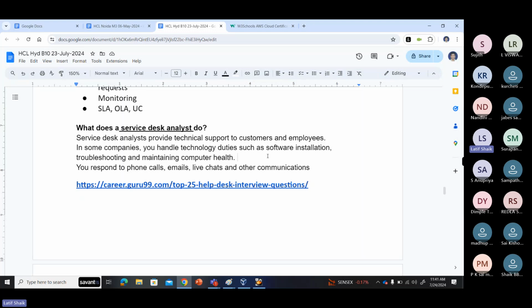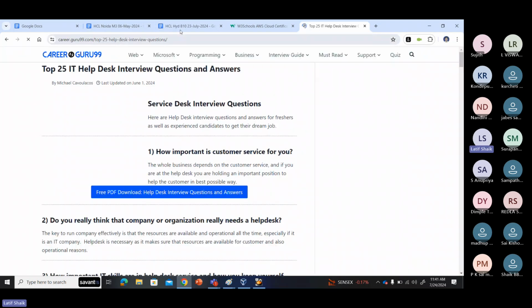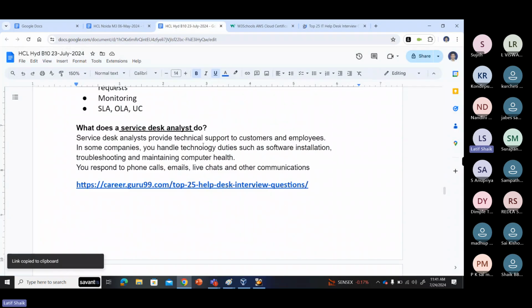In some companies, you handle technology duties such as software installations, troubleshooting, and computer health. You respond to phone calls, emails, live chats, and other communications also. As I already told, whenever issues occur, you have to understand what the issue is.